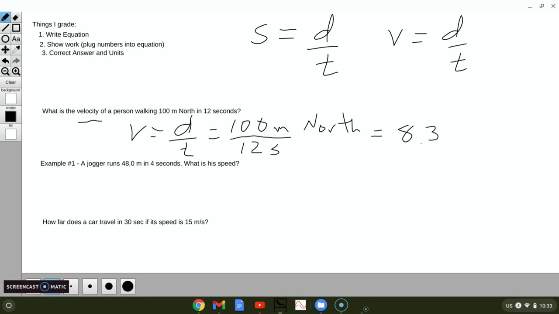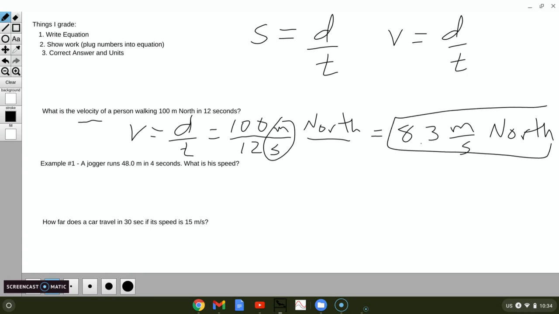And then our units here would be, the reason I put my units in my work is because you see there, my units are right there for me. I don't have to do any thinking. It's just meters per second. And I also put the direction there. So now I can just put north because it's a velocity. And so circle the answer that you want me to grade, and we're done.